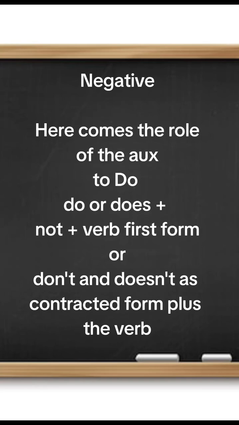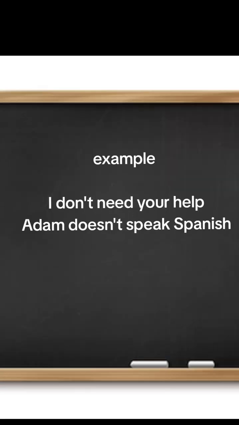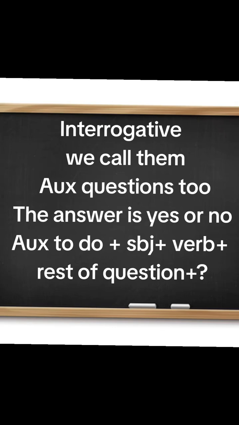You bring do or does according to the subject. So if the subject is he, she, it, you use does. Otherwise you use do, plus not, plus the verb in the first form. Don't and doesn't are only contracted forms of the same structure, which is the negative. For example, I don't need your help, or she doesn't need your help.